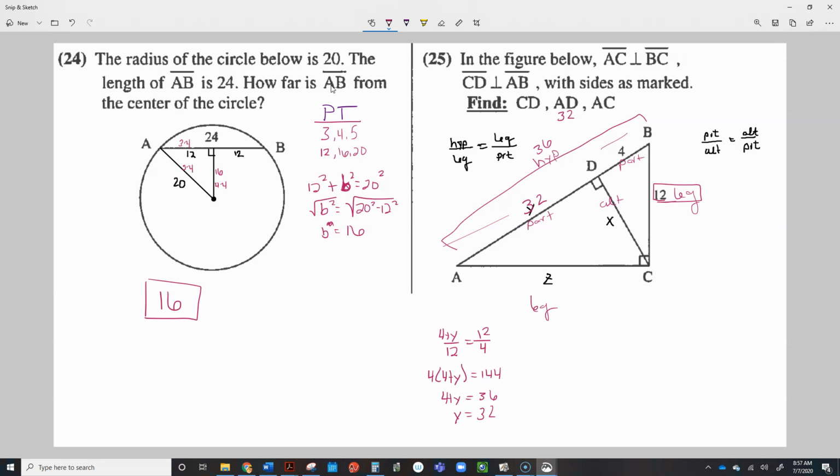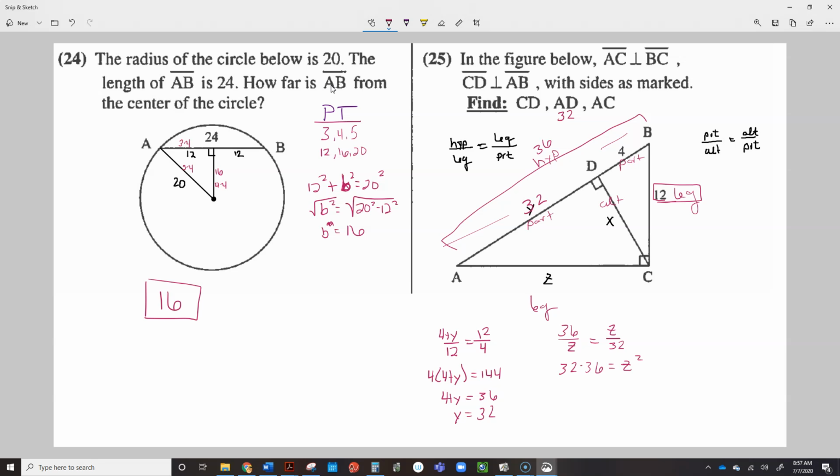Now, when I go to find the other leg, or I could find the altitude, I'm going to go ahead and do the other leg. The leg is the geometric mean. So the z goes here and here to the whole hypotenuse, and the segment that's adjacent to the leg that we're talking about. So we're going to use this part this time. So cross multiply, 32 times 36 is equal to z squared. And take the square root of both sides.